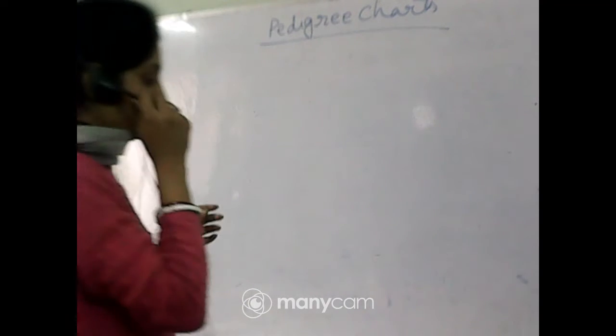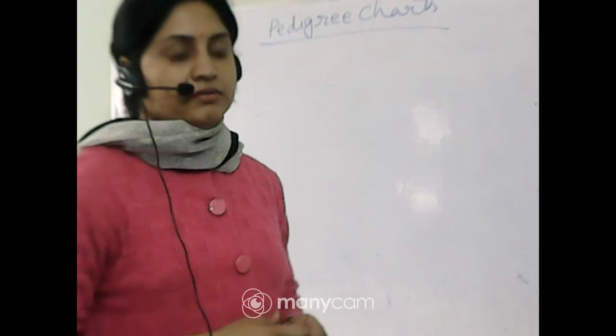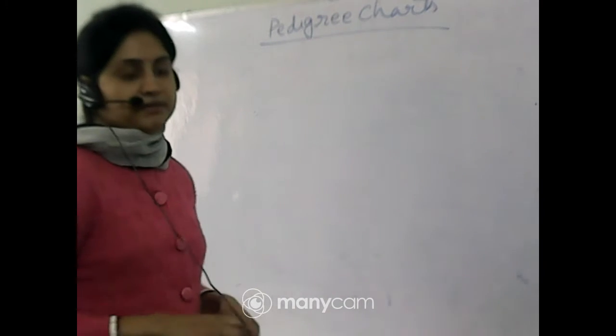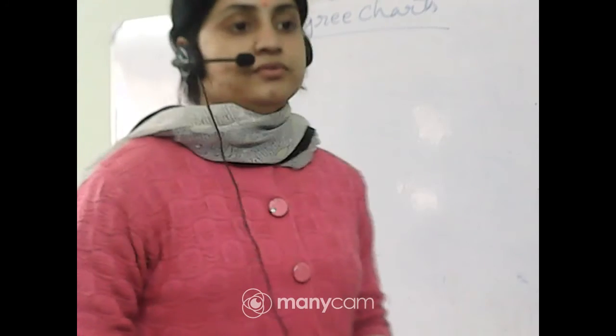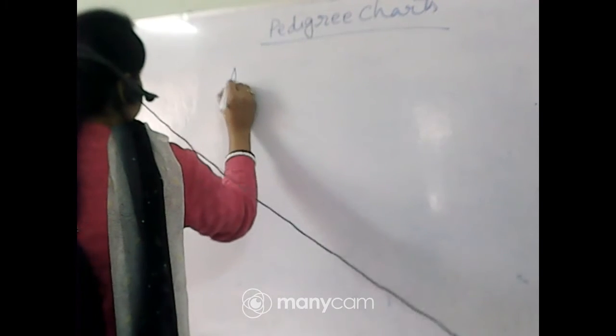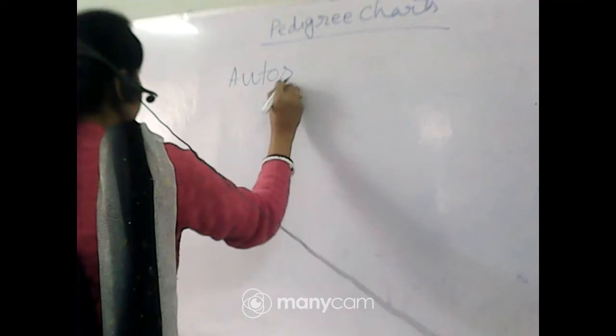Good afternoon everyone. Today we will discuss the rest of the part of the pedigree chart. Previous day we discussed the autosomal dominant and sex-linked recessive. So today we will discuss the autosomal recessive. What are the characteristics of autosomal recessive?